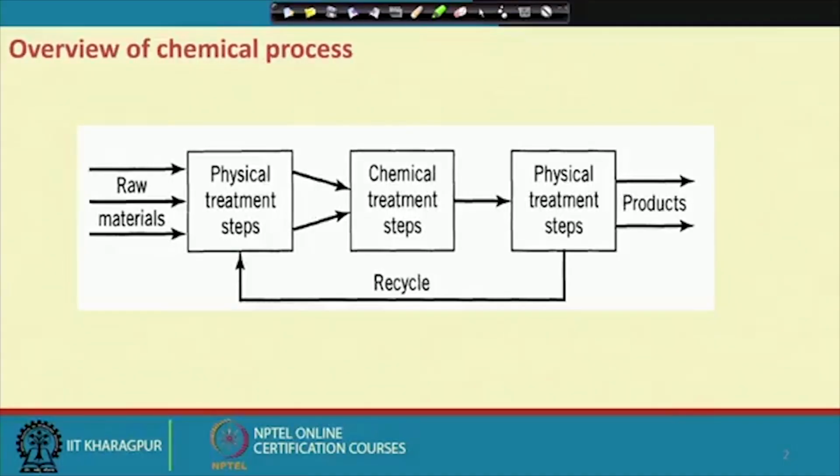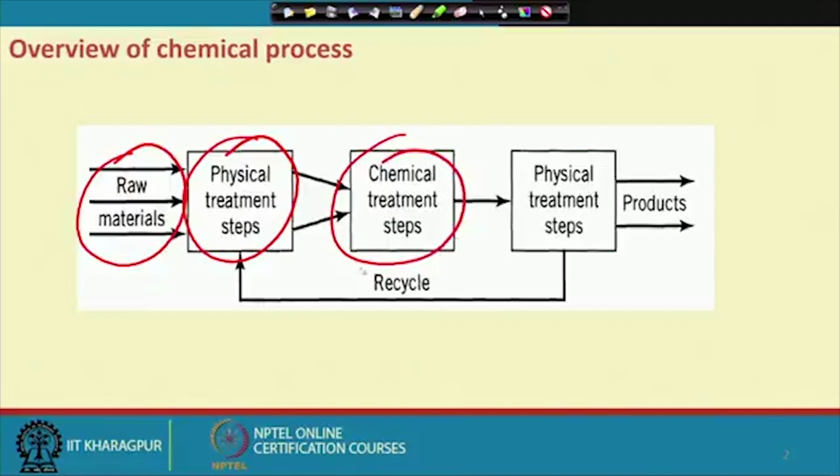Now, if you look at the overall chemical process, how does it look? We have raw materials. Initially we have raw materials, then these raw materials undergo some kind of physical treatment before they go to the chemical process, and after the chemical process we do some kind of purification, what we call physical treatment steps, then we get the product, and some of the things we sometimes recycle back to the system.